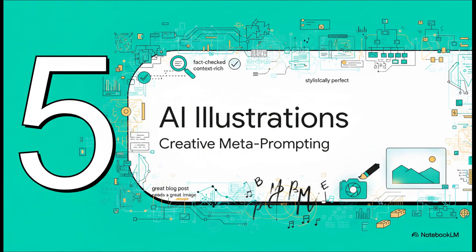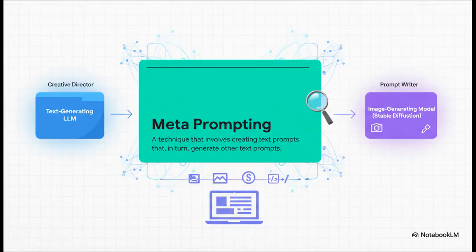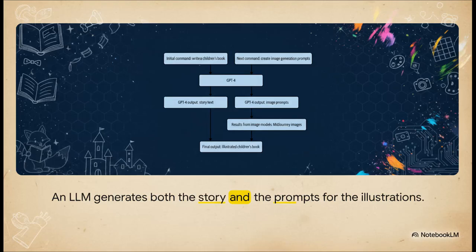Okay, our text is now fact-checked, it's rich with context, and it's stylistically a perfect match. But a great blog needs a great image. And for this part, we're going to have our AI system get a little meta. We do this with a really clever trick called meta prompting. It's exactly what it sounds like. We use one AI to write a prompt for another AI. In our case, we're going to have our text generating LLM act as a creative director for an image model like Stable Diffusion. This workflow for a children's book is the perfect way to understand it.